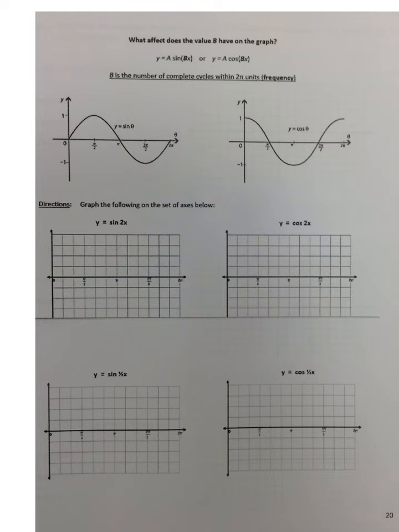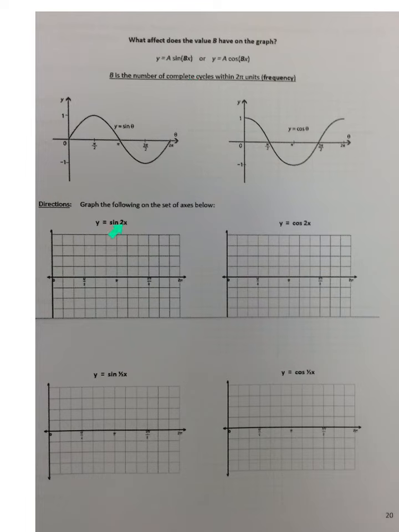All right, so if we turn the page, now let's look at what it says at the top of the page here. What effect does the value of B have on the graph? This B right here, if you remember, it stands for the frequency. How many curves you see from 0 to 2 pi.